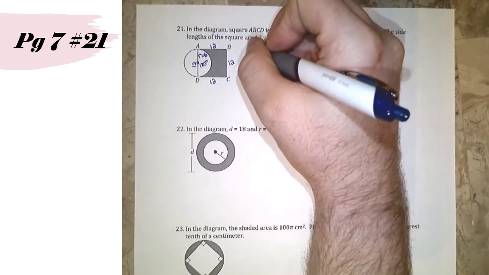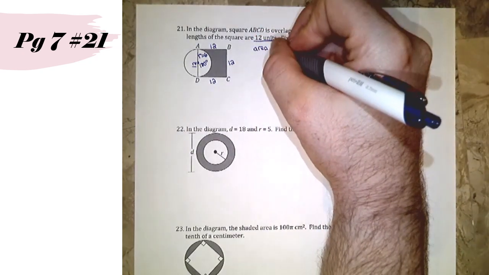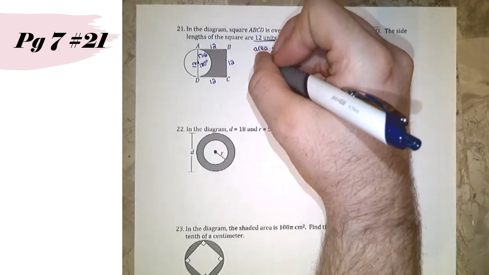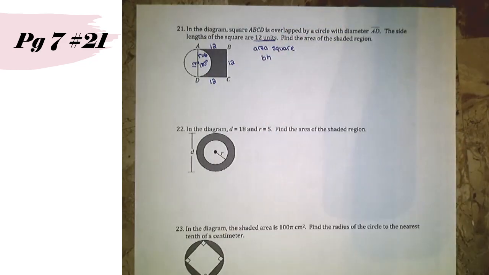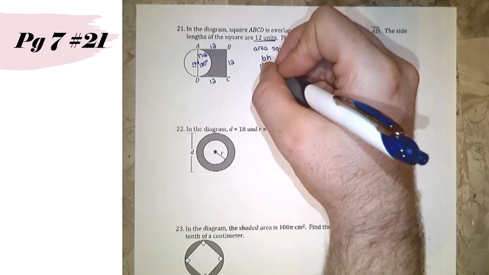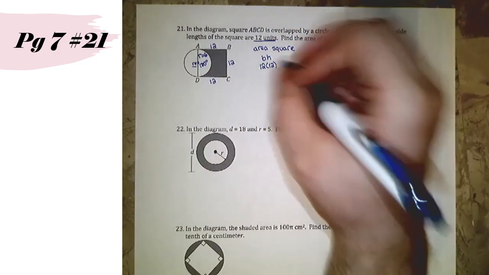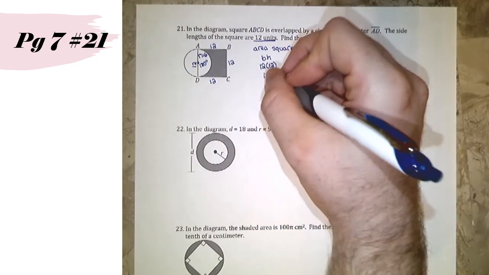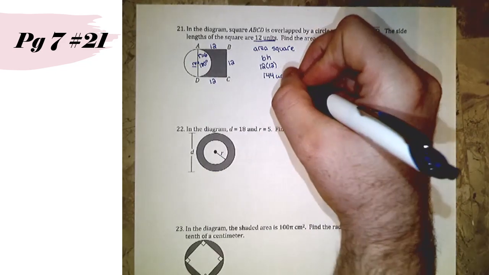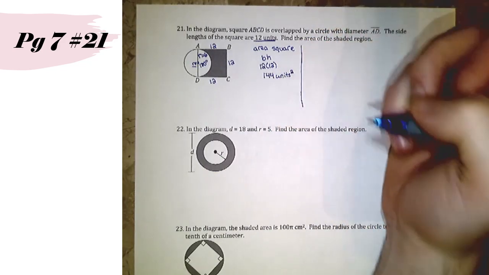So first, the area of a square. If you want to find the area of a square, you need to do base times height. In a square, both the base and the height are the same. So I would have 12 times 12. And that would get me 144 units squared. So that's the area of the entire square.